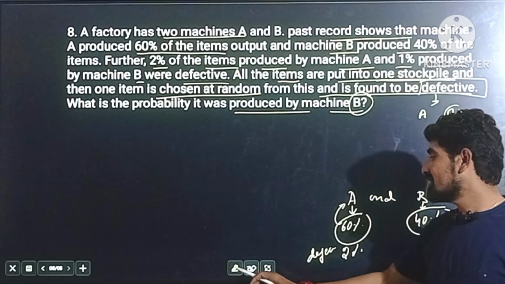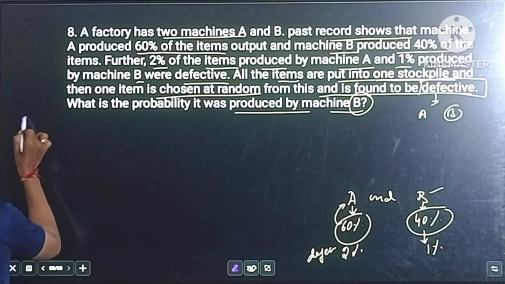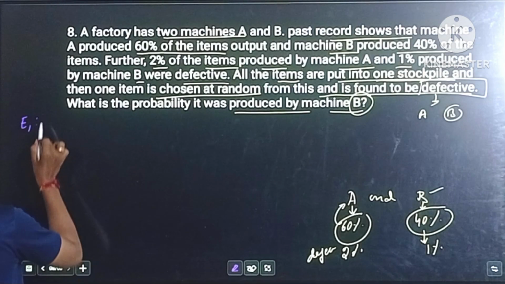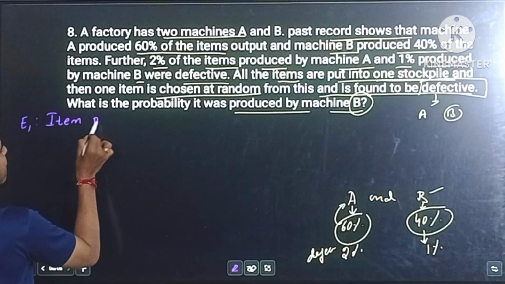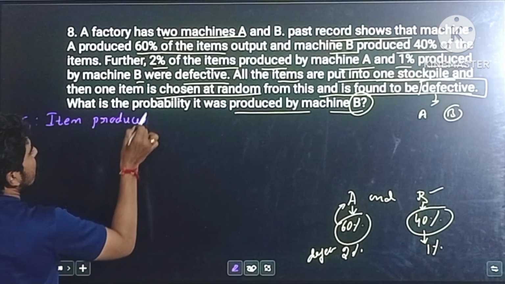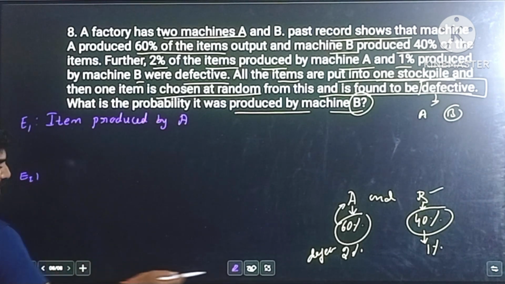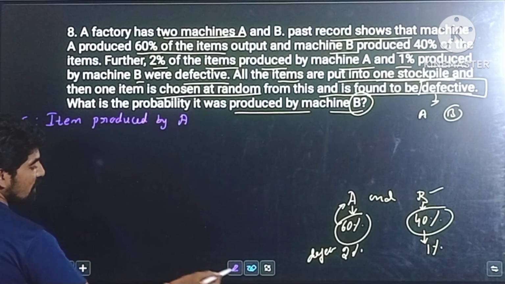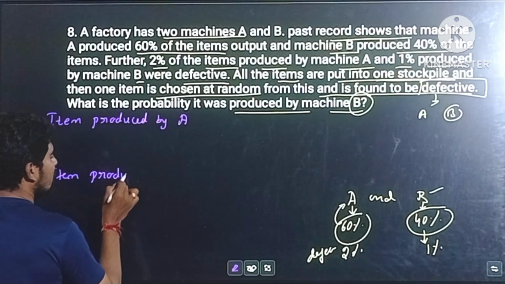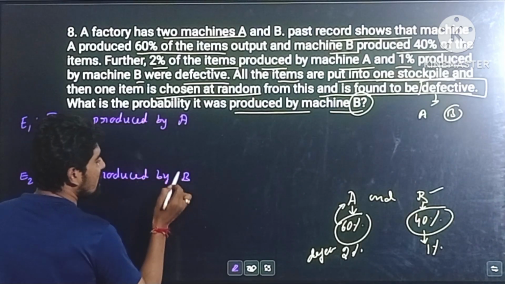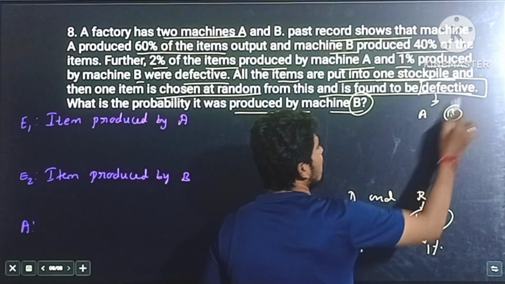Here totally there exist two machines, so it means we have two mutually exclusive events. So let the first event E1 be the item produced by machine A, and E2 be the event that the item is produced by machine B. And here we have a given event, that is event A: the chosen item is a defective item.